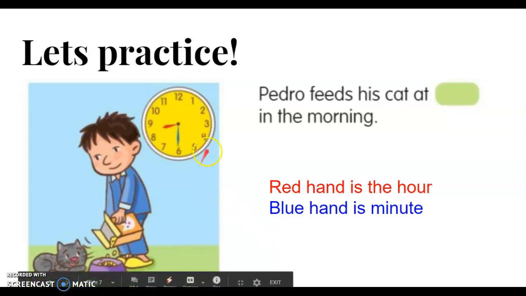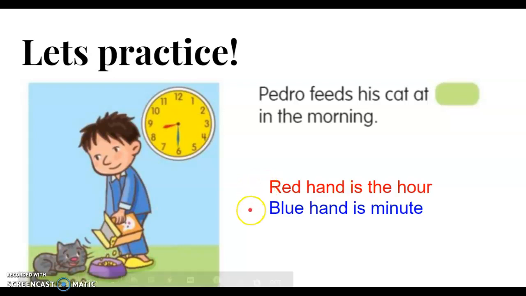So let's look at our analog clock back here. I gave you a little reminder. Red hand is the hour and the blue hand is the minute. So we see our red hand is in between the 8 and the 9, which means it's still 8 o'clock. Well, not 8, but it's still in the 8th hour.